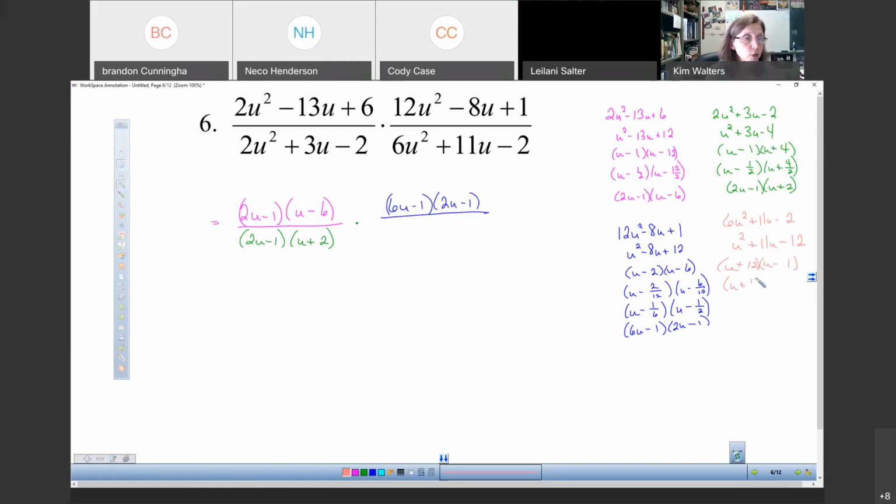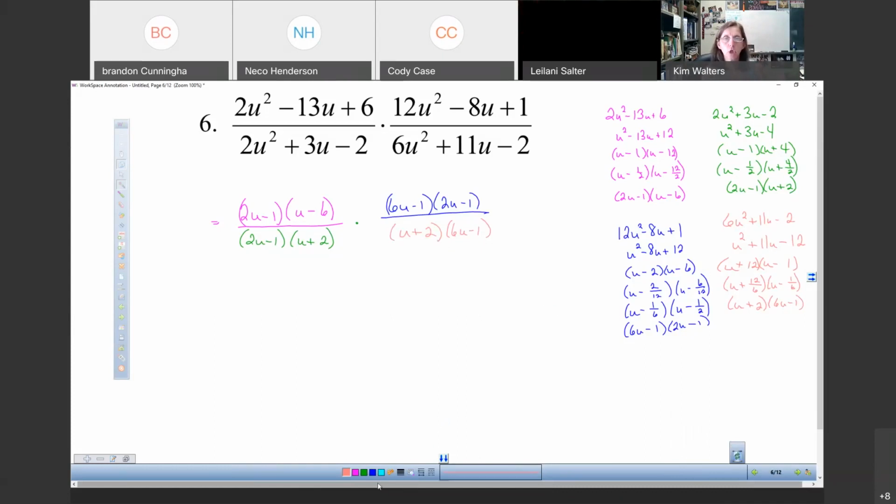Dividing both pieces by 6, I have 12 over 6 and 1 over 6. 12 over 6 simplifies to 2, and the 6 in the denominator moves out in front. And so my factors for this denominator are u plus 2 and 6u minus 1. All right, so now we have this incredibly large problem. It's factored, and now we can simplify it and get a final answer.